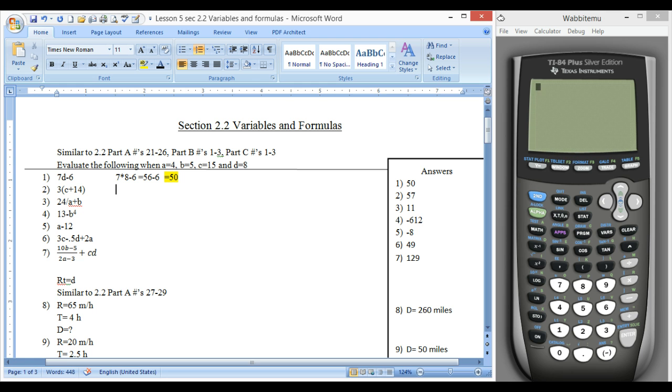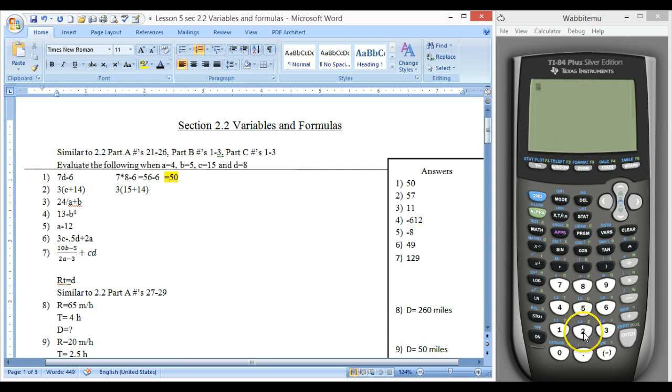So again, we need to substitute. So I'm going to get everything down that doesn't have the variable. 3. Now nothing's in between the 3 and the parenthesis, which means multiplication. 3 parenthesis. Now this is asking for C, so we come up to the variable C and replace it with 15, add 14, and close the parenthesis. 15 plus 14 is 29 times 3.